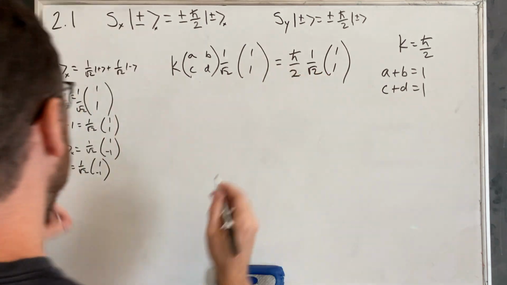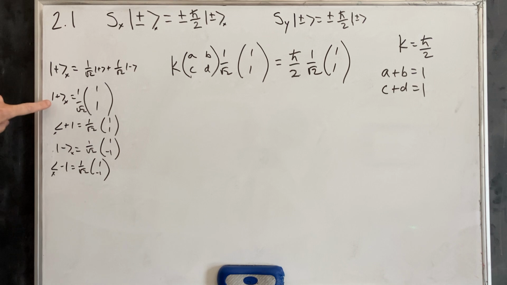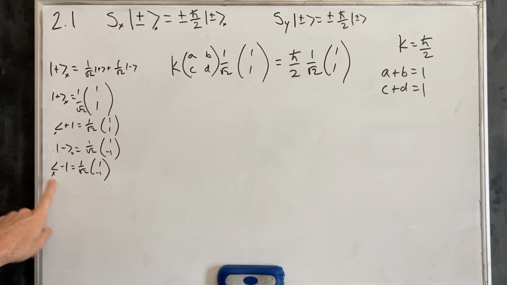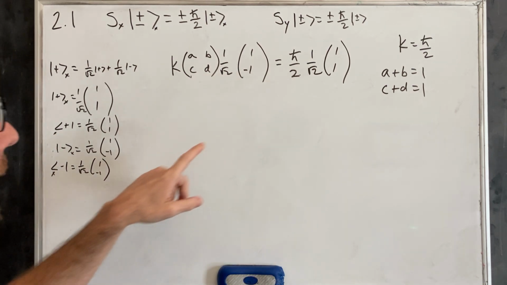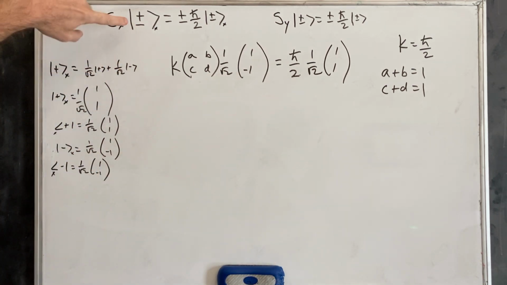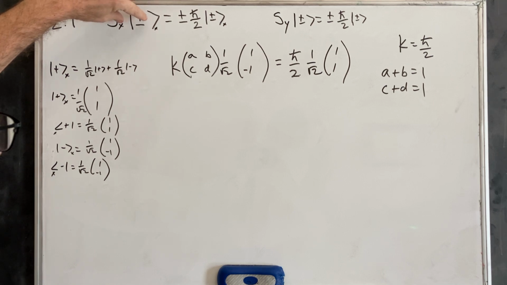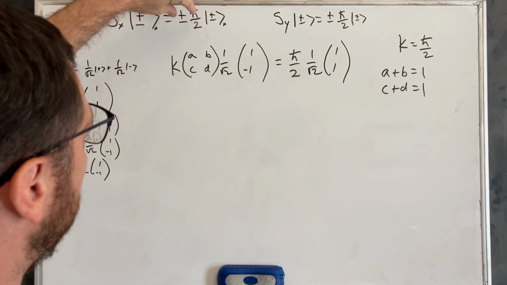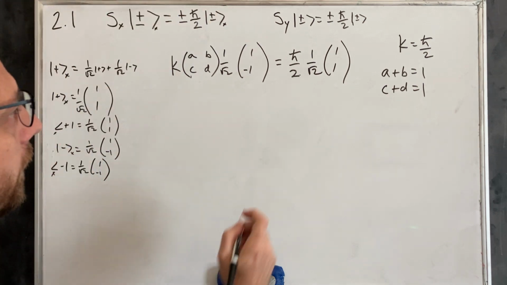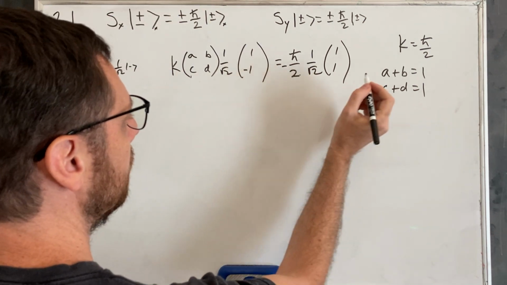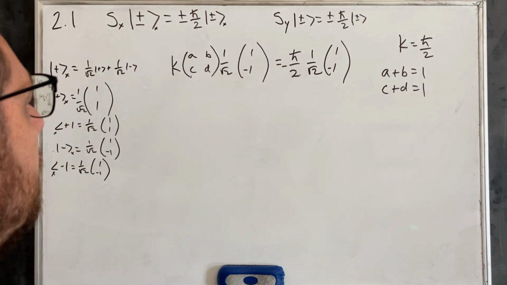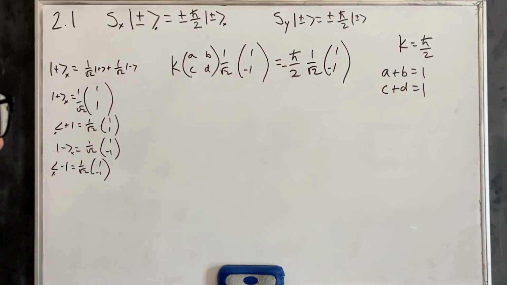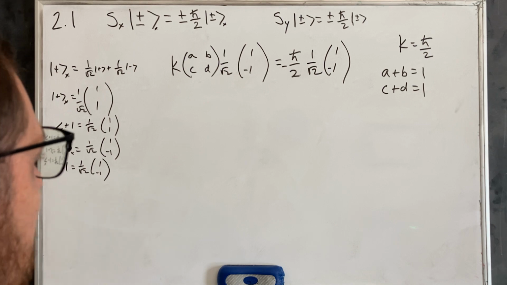So we know that for the down bra, we have it here. Down bra, we have 1 over root 2, 1 minus 1. And what we're going to get out of that, if we apply it to the down ket, is negative h bar over 2 and the down ket. Okay. So what we can do, well, we won't do that right now.